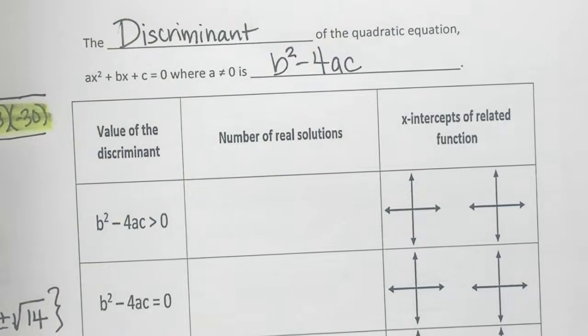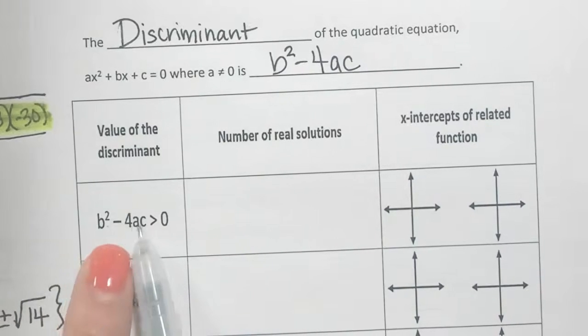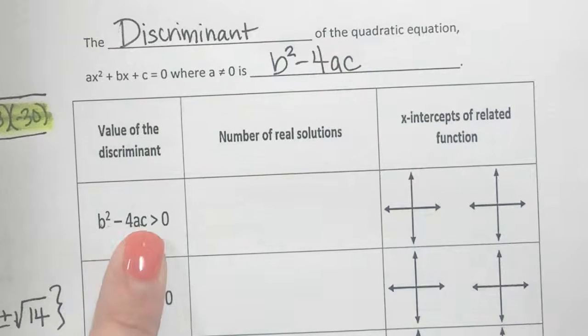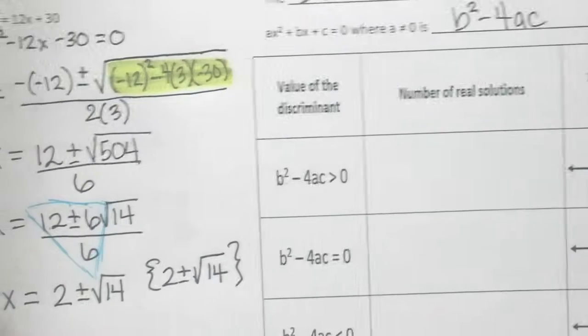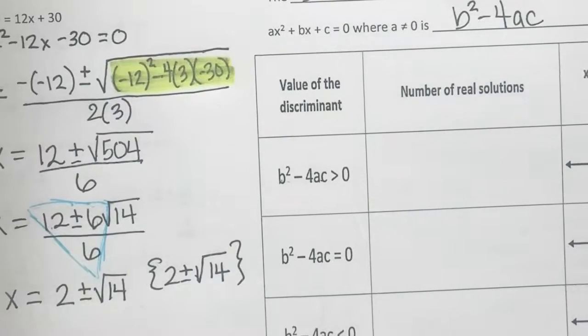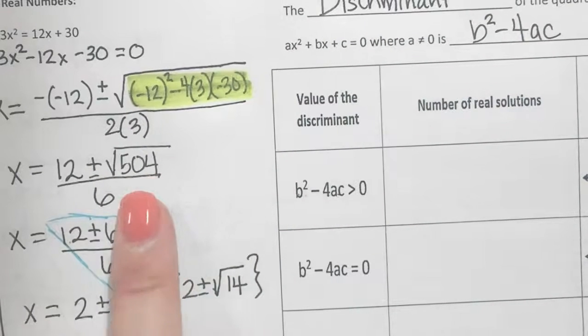That's called the discriminant. And sometimes we don't need to solve. Sometimes we just want to know how many answers and what kind they are. So this little table will help us see that. So b squared minus 4ac, when that is greater than 0. Okay? So let's take a look. When our b squared minus 4ac is greater than 0, that's example 1 and example 2.